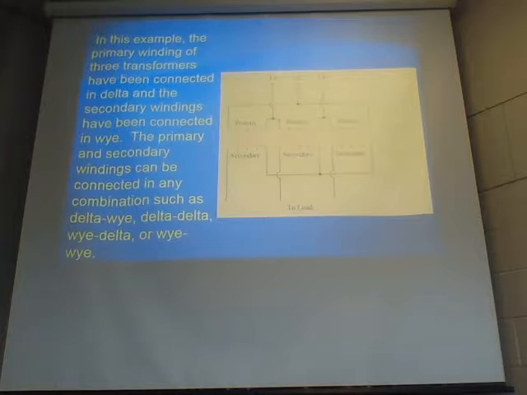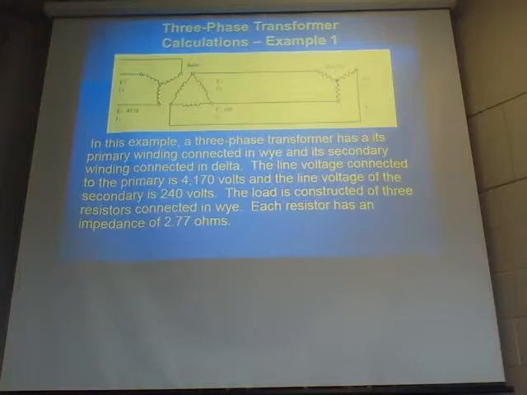The primary and secondary windings can be connected in any combination such as delta to Y, delta to delta, Y to delta, or Y to Y. And you can do calculations in any type of combination of these circuits. In this example, a three-phase transformer has its primary winding connected in Y and its secondary connected in delta. The line voltage connected to the primary is 4,170 volts, and the line voltage to the secondary is 240 volts.